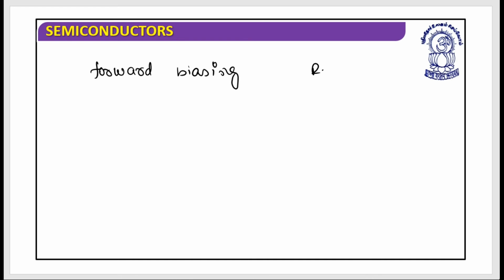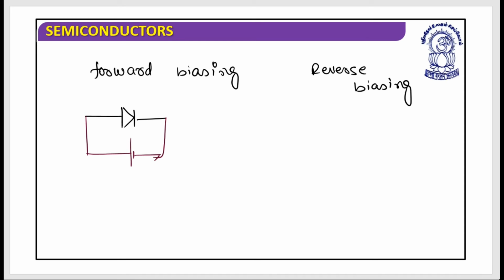And this is the reverse biasing. This is the symbol of the PN junction diode, and this is the battery. This is the forward biasing connection. This is the anode, this is the cathode. Anode would be at higher potential, cathode would be at the lower potential.